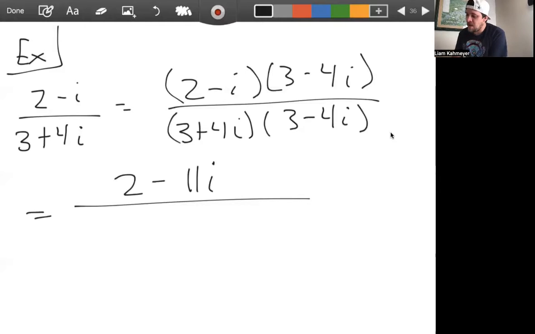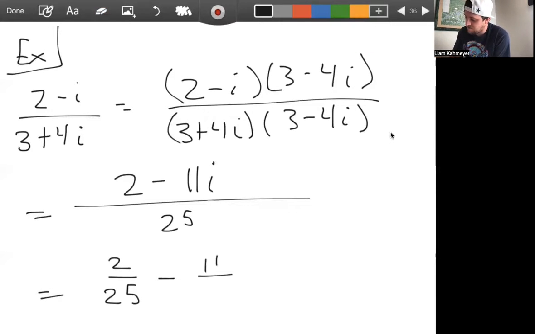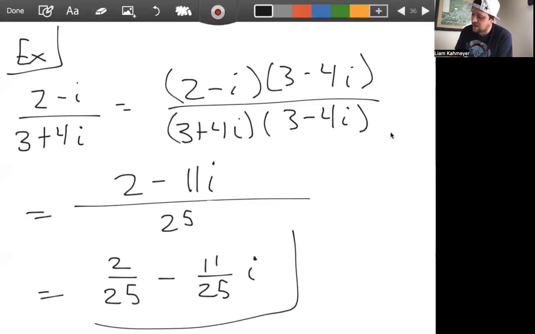Right? And then in the bottom, we know that the product of a complex number times its conjugate is just a squared plus b squared. So that's 3 squared plus 4 squared, which is going to be 9 plus 16, which is 25. Which means our complex number is 2 over 25 minus 11 over 25 with the i in the numerator, right? So this is not only an example of showing you how to get the complex number out of the denominator, but it's also showing you what the division of two complex numbers looks like.